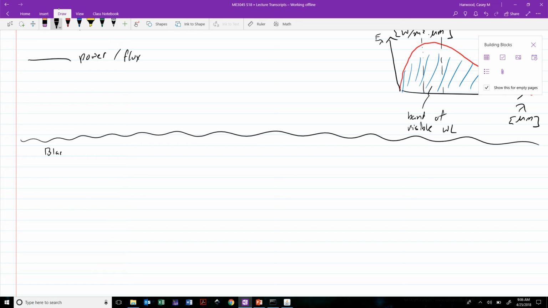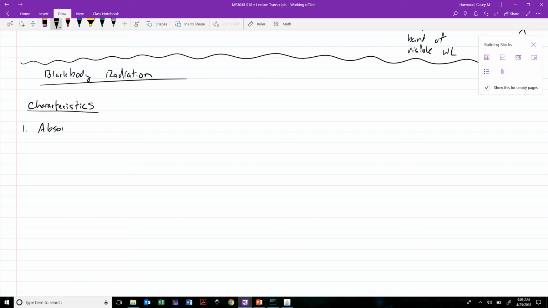So, black body radiation. The best way to describe a black body is through a couple of characteristic things. As I said, characteristic one is that a black body absorbs all incoming, or incident, I should say, radiation. Okay. In other words, this means that its absorptivity is 1. So 100% of that G term gets swallowed up by the black body and none gets reflected.